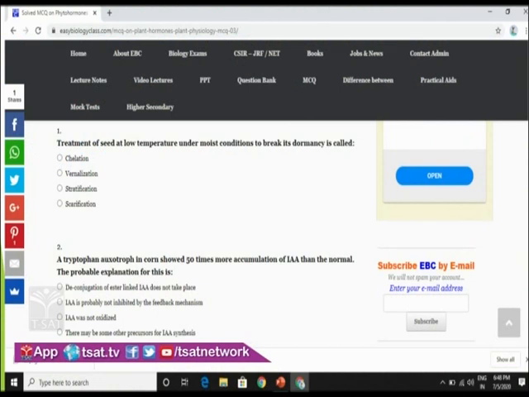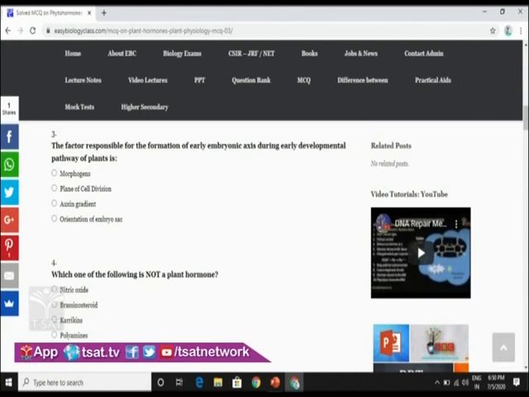What is the treatment that is used for breaking bud dormancy called? There are four options over here, and the right option is stratification. Another one I would like to show you. This is how you can practice using the online platforms to prepare yourself for the PG entrances also. Now one question: which of these is not a plant hormone? The options are nitric oxide, brassinosteroid, auxins, polyamines, and jasmonic acid. Definitely among them, auxins are not the plant hormones; all others are plant hormones.